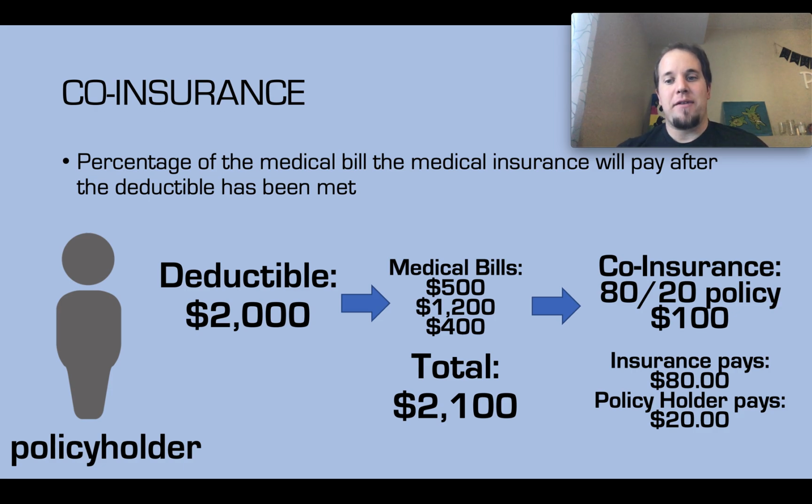For the example, we have an 80-20 or sometimes a 20-80 policy. To be honest, I don't know the exact way it is formatted, but the idea is that the insurance company is going to pay the larger amount. So for our example, we would find that the insurance company would pay 80%, and then the policyholder would be paying 20%. So since we have $100 that's over our deductible, what this means is that the insurance company is going to pay 80% of the $100 and the policyholder will pay 20%. So that would mean insurance pays 80 and policyholder pays 20.